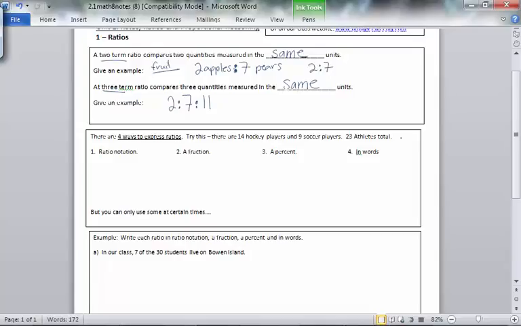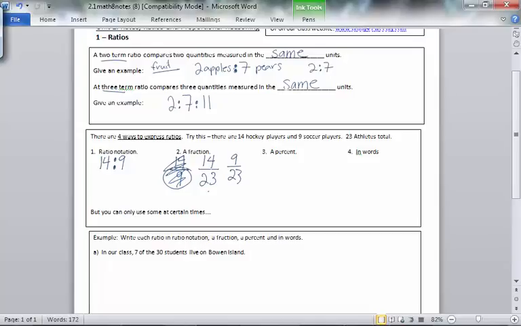So if we were to do ratio notation, we could say that there's 14 to 9, hockey players to soccer players. As a fraction, we can't write 14 over 9 because the bottom always needs to be the total number. But we could write there's 14 hockey players out of a total of 23 athletes. Or if we wanted to represent the soccer players, we could say 9 soccer players over 23 as well.